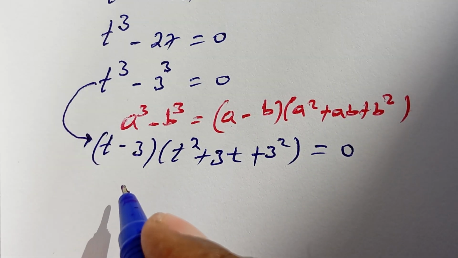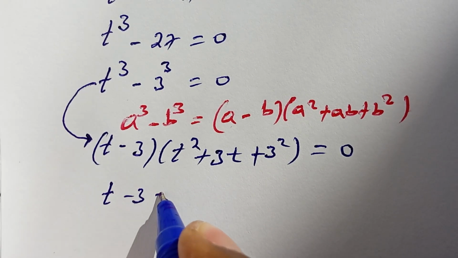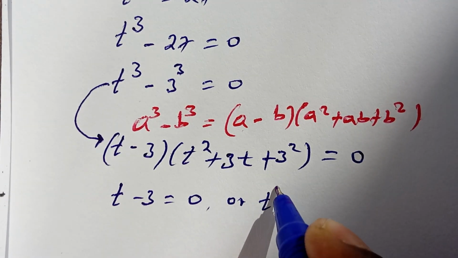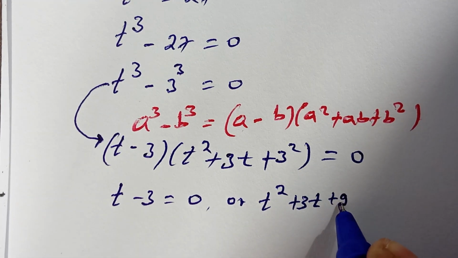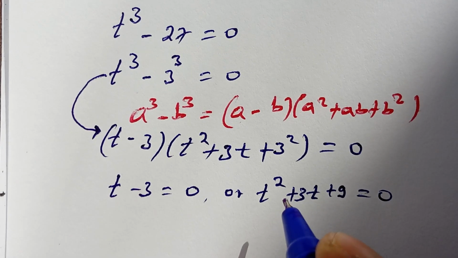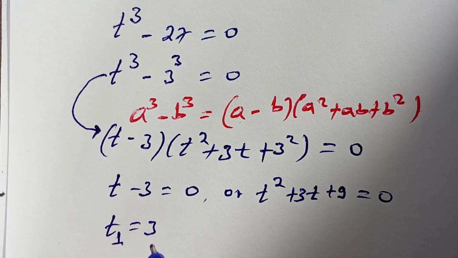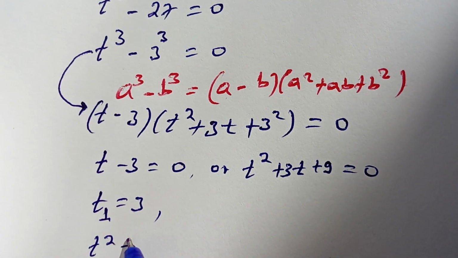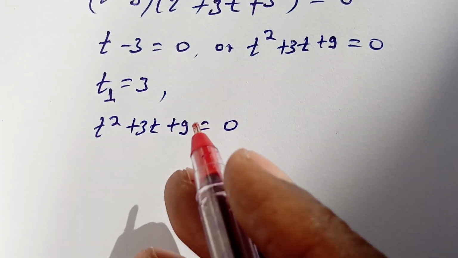And this means t minus 3 is equal to 0, or this one, t squared plus 3t plus 3 squared, which is 9, is equal to 0. So t is equal to 3 is the first solution, or this one, t squared plus 3t plus 9 is equal to 0. This is solved by using what?